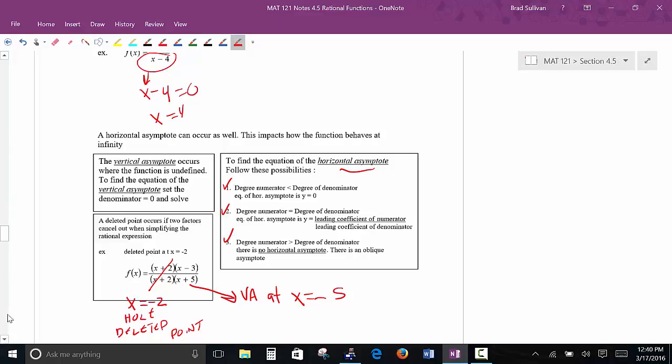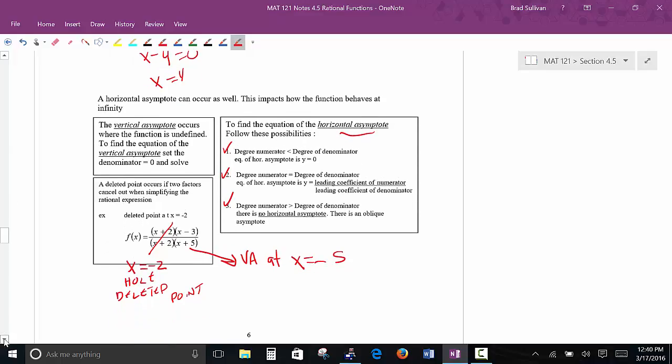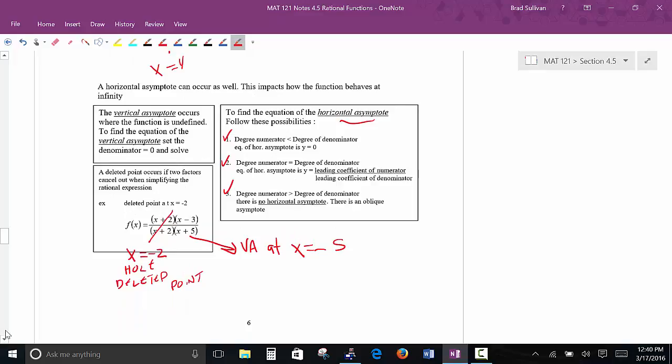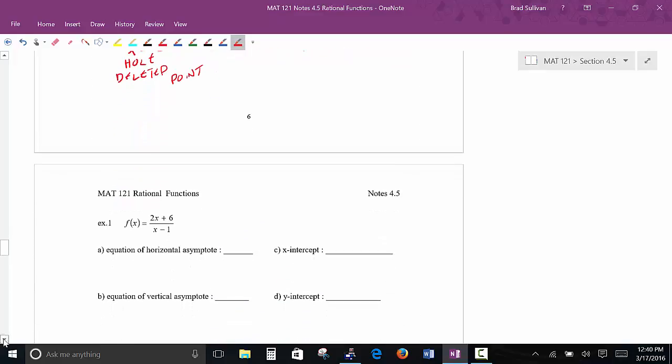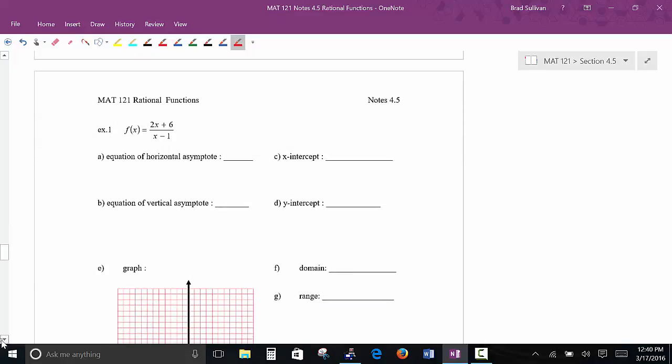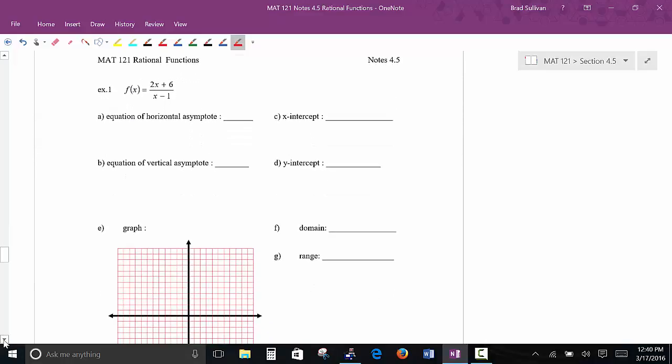All right, now what we're going to finish up with this section is we've kind of been going over the background so that you can go through and do the graph. So I'm going to teach you how to do graphs with and without a calculator. So let's start with this example right here of a rational function, okay?